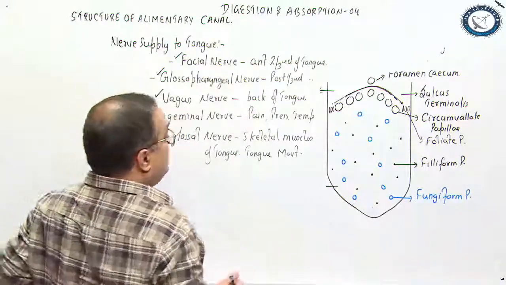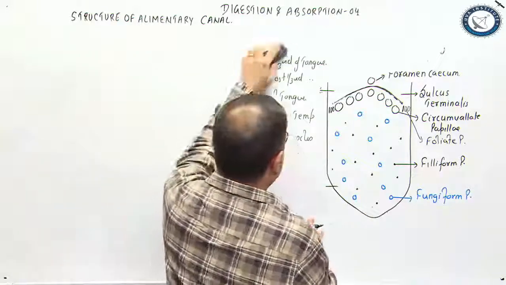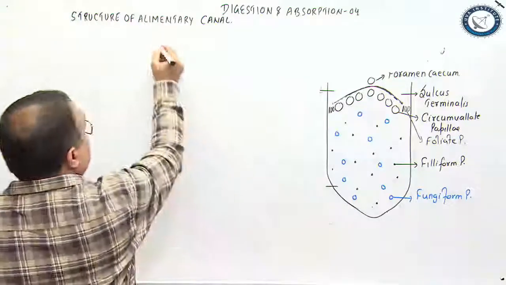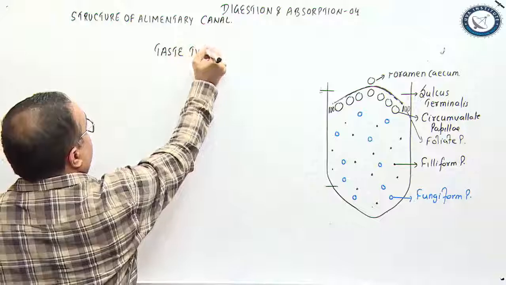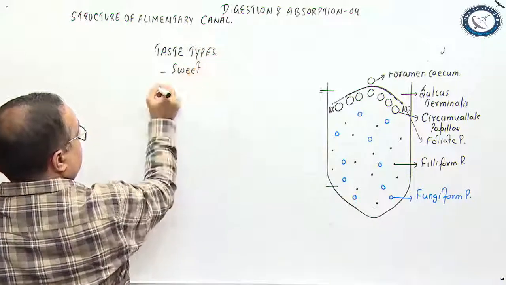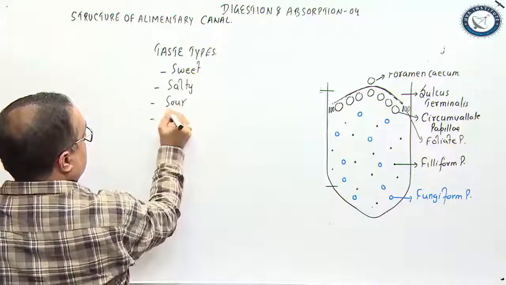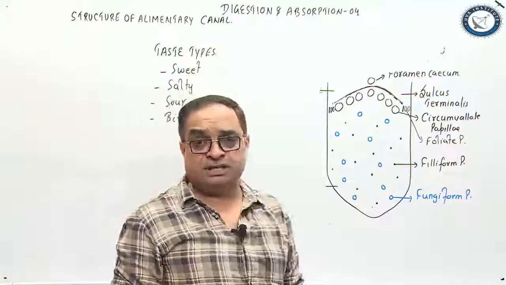Now, we just discussed taste buds, and I told you that there are different types of taste buds. Now let's see what are the different taste types or the taste modalities which our tongue can detect. Sweet, salty, sour, bitter. These are the basic 4 types of tastes.